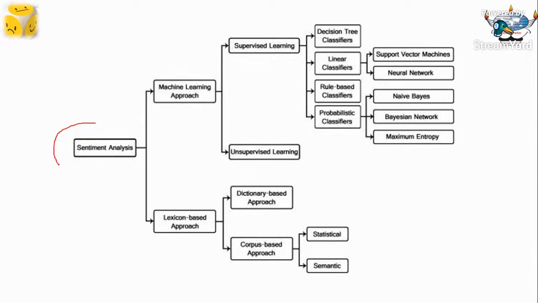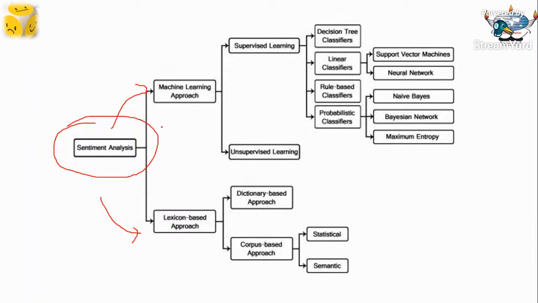So this sentiment analysis has two parts. One is the machine learning approach, and the other is the lexicon approach. Lexicon approach means based on vocabulary, grammar, dictionary. We create a bag of words, we attach statistical measures to that, and then the analysis will be performed.